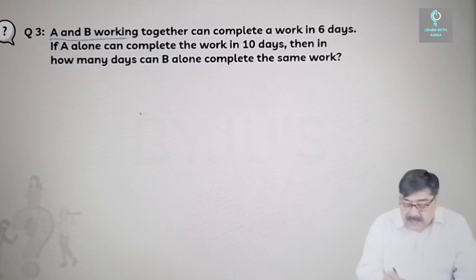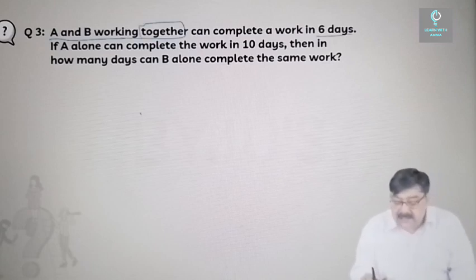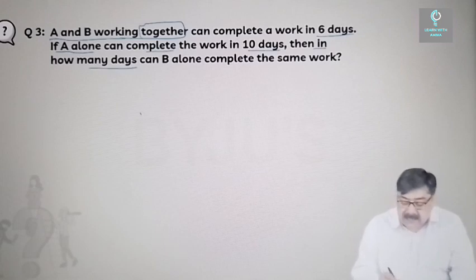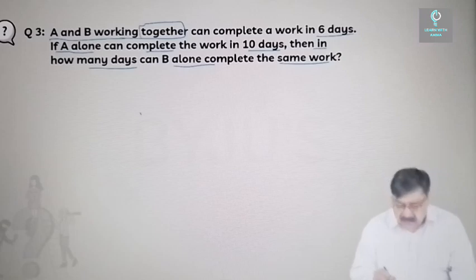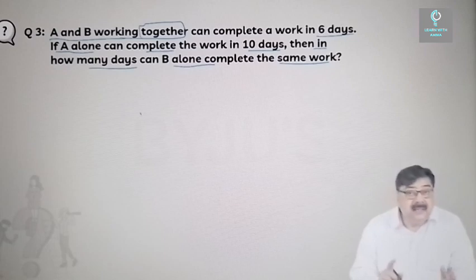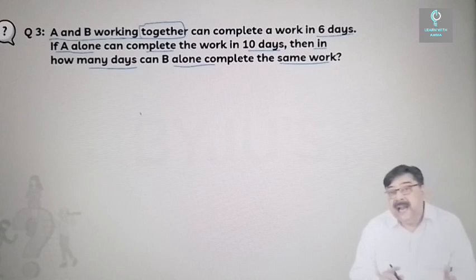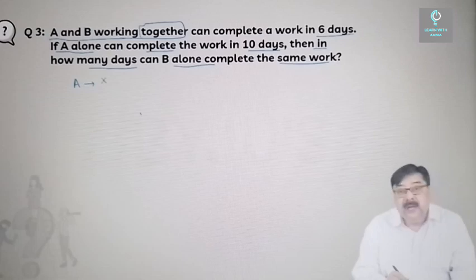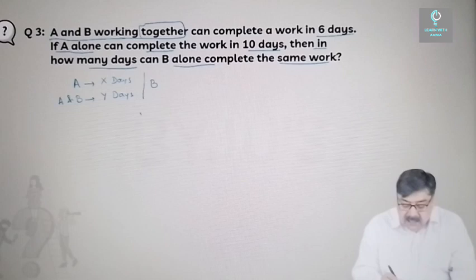Now A and B working together can complete a work in 6 days. If A alone can complete the work in 10 days, then in how many days can B alone complete the same work? Now in such a case, again you can use that xy by x plus y. Only thing is that this time your x is A alone. Let us say A here in this case can complete the work in X days. A and B can complete this work together in Y days. Then B alone can complete this work in XY by X minus Y days.